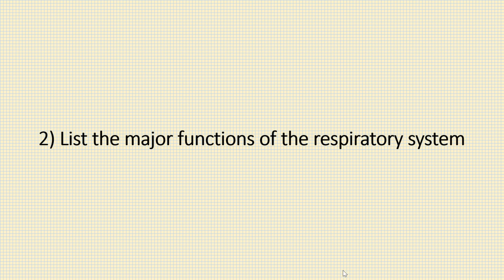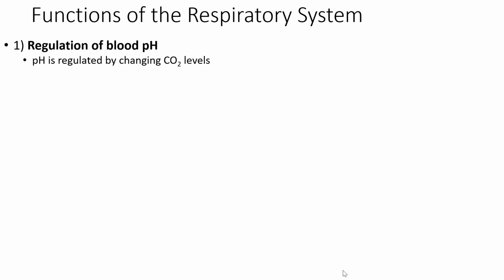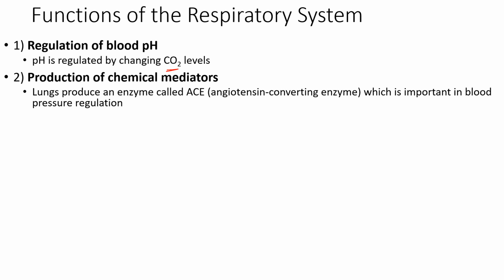Okay, so in this video, we're going to take a look at the major functions of the respiratory system. This is chapter 22, objective 2. The functions of the respiratory system include regulating the pH of blood. Hopefully you all remember this from A&P 1, chapter 1, when we discussed the functions of all the systems. pH is regulated by the carbon dioxide levels, CO2, in the blood.